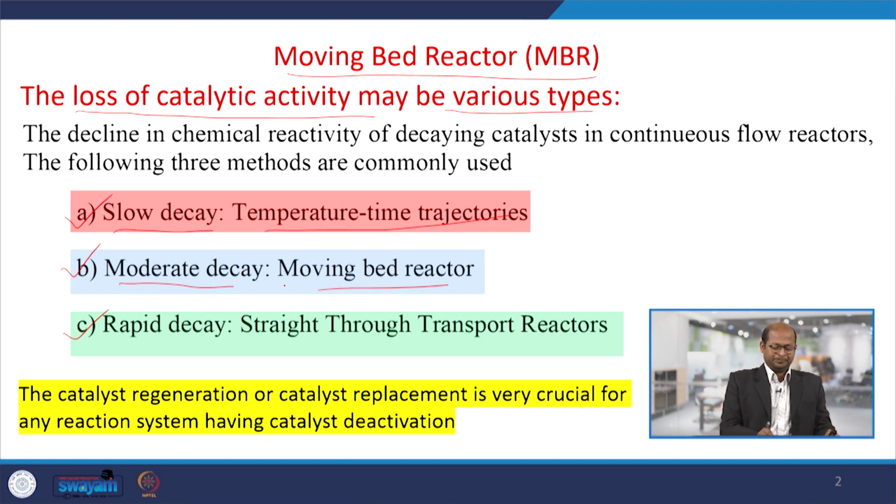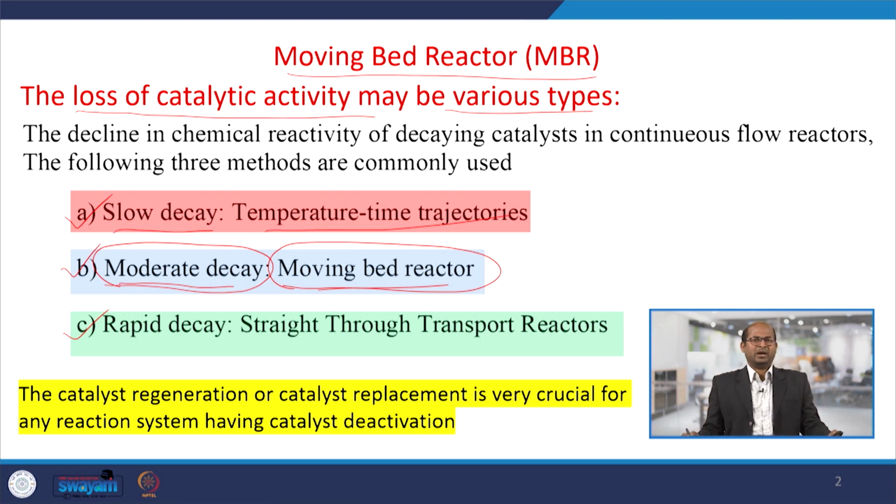The temperature-time trajectories for slow decay we discussed in our previous class. Today we will consider moving bed reactors, where catalyst deactivation is moderate, not very fast and not very slow. In that case we can consider operating the system with a moving bed reactor. In most cases where catalyst deactivation occurs, catalyst regeneration is required. That is why moving bed reactors, straight through transport reactors, or fluidized bed reactors are required.